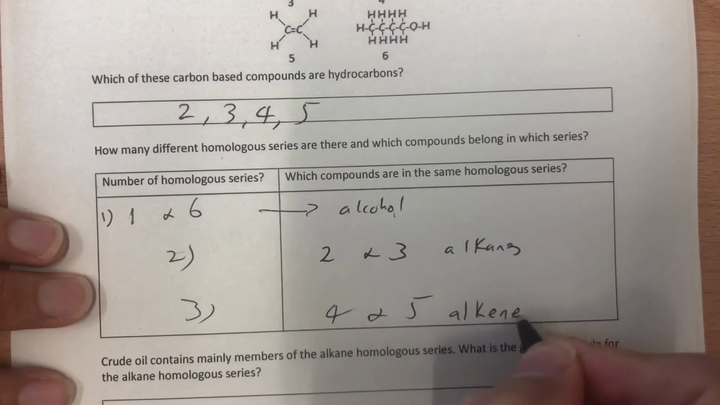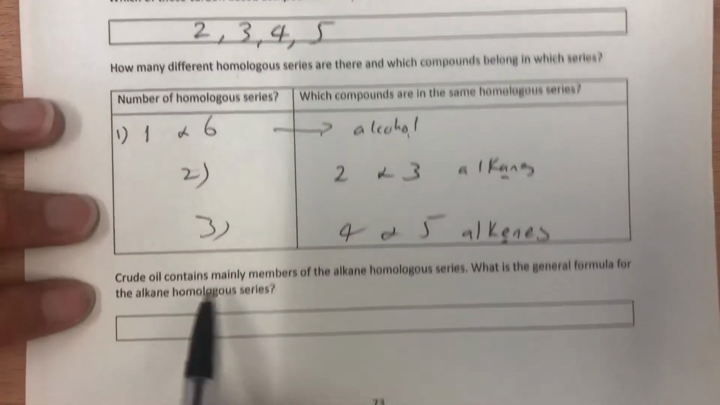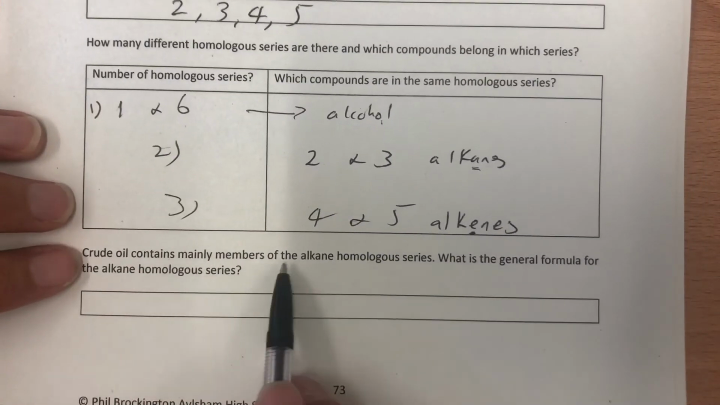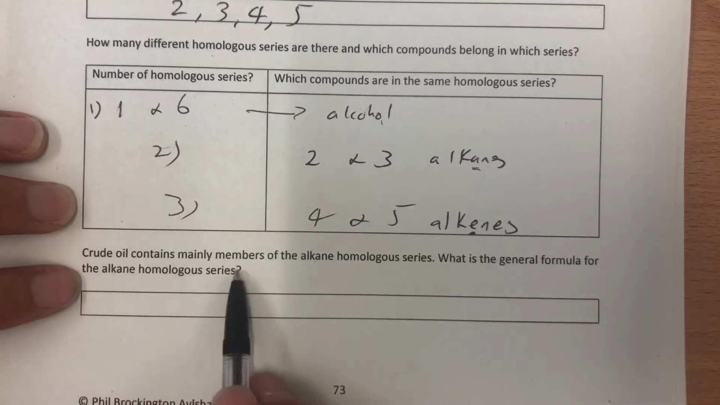Be really careful when you write alkane and alkene, because it's only one letter difference, and it's actually quite easy to confuse an A and an E. Crude oil contains many members of the alkane homologous series. What is the general formula for the alkane homologous series?